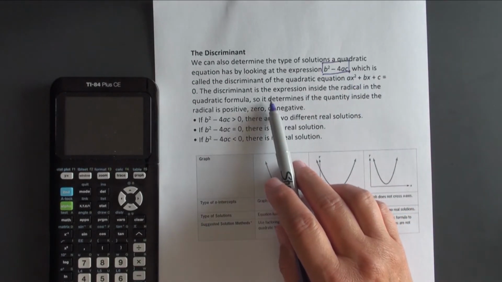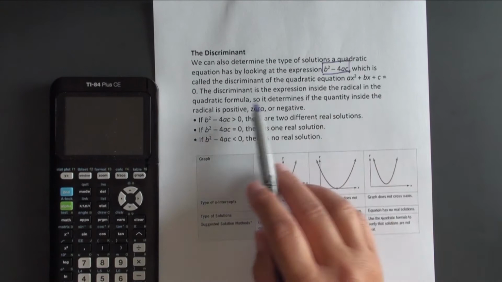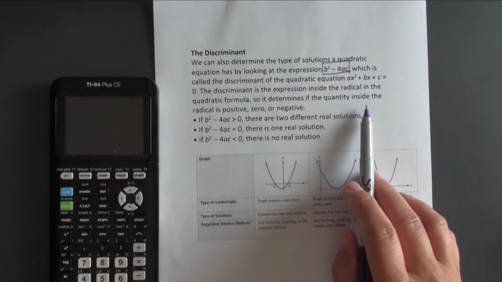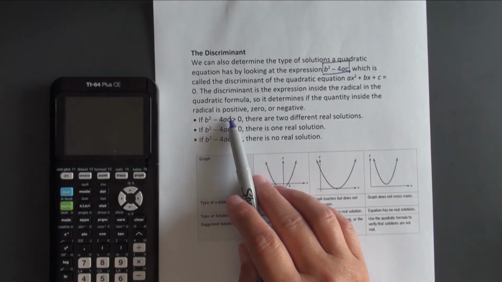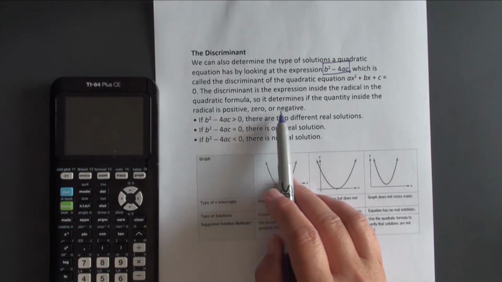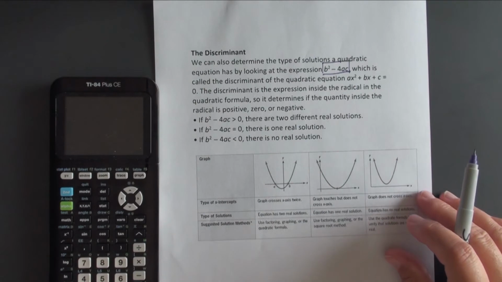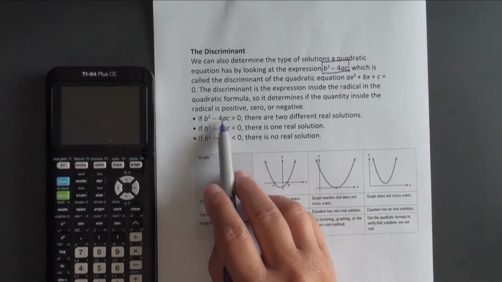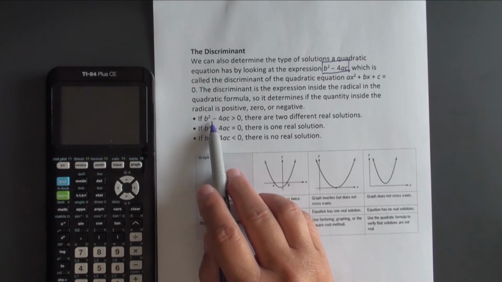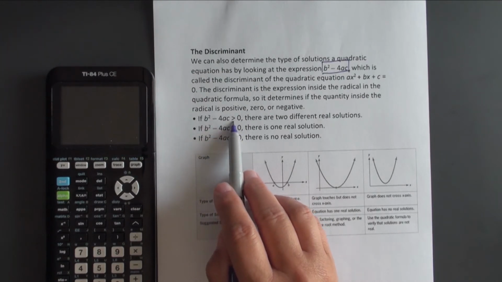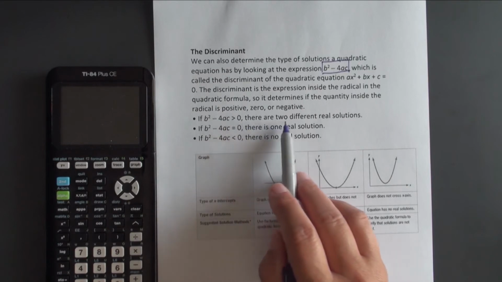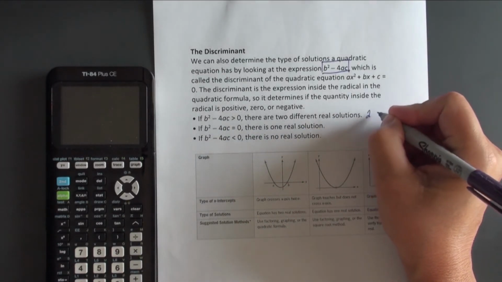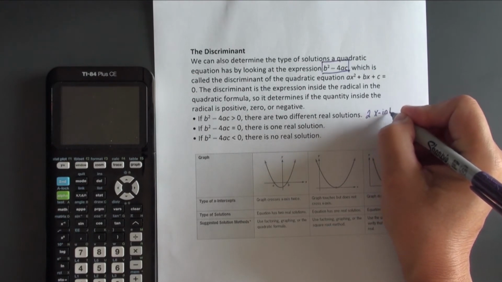The discriminant is an expression inside the radical in the quadratic formula, so it determines if the quantity inside the radical is positive, 0, or negative. So there are three cases that can arise. If the portion underneath the radical, which is b squared minus 4ac, is greater than 0, there are two different real solutions, or there are two x-intercepts.